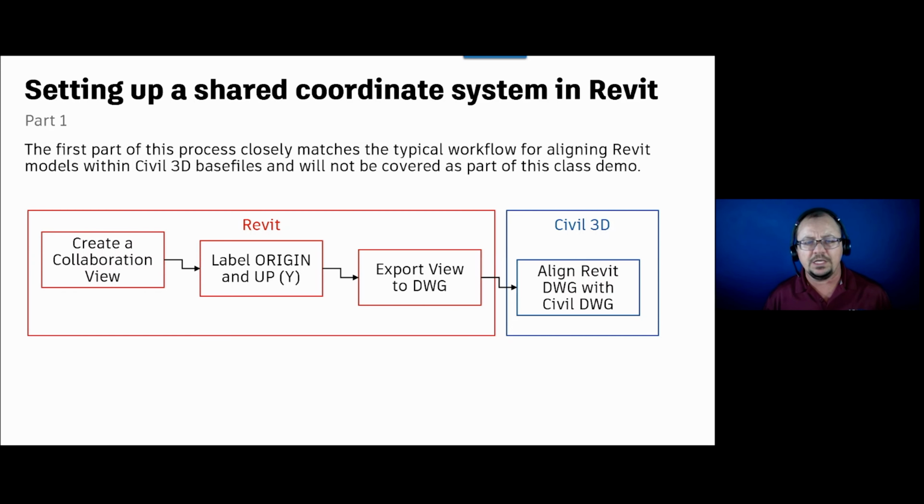So the origin is the rotation point. The up is kind of a quasi-north within the project model itself, or the Revit model. And once you do that, you're going to export that view to a DWG format. All that's going to be done in Revit. And then in Civil 3D, you're going to align that Revit exported drawing with your Civil 3D drawings.